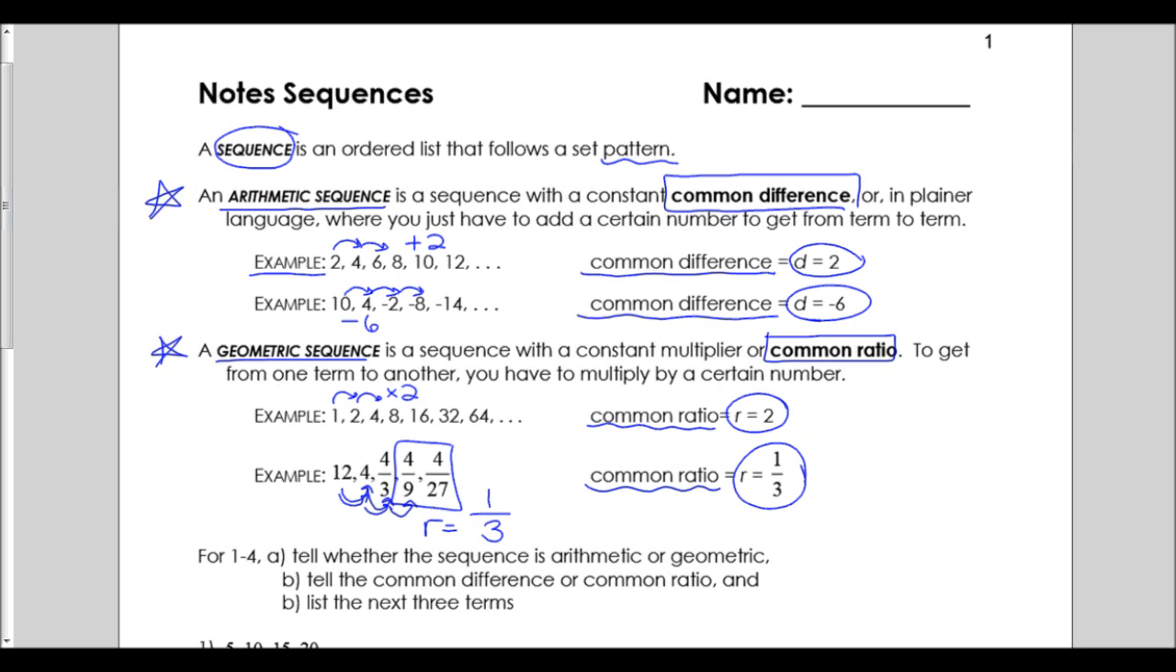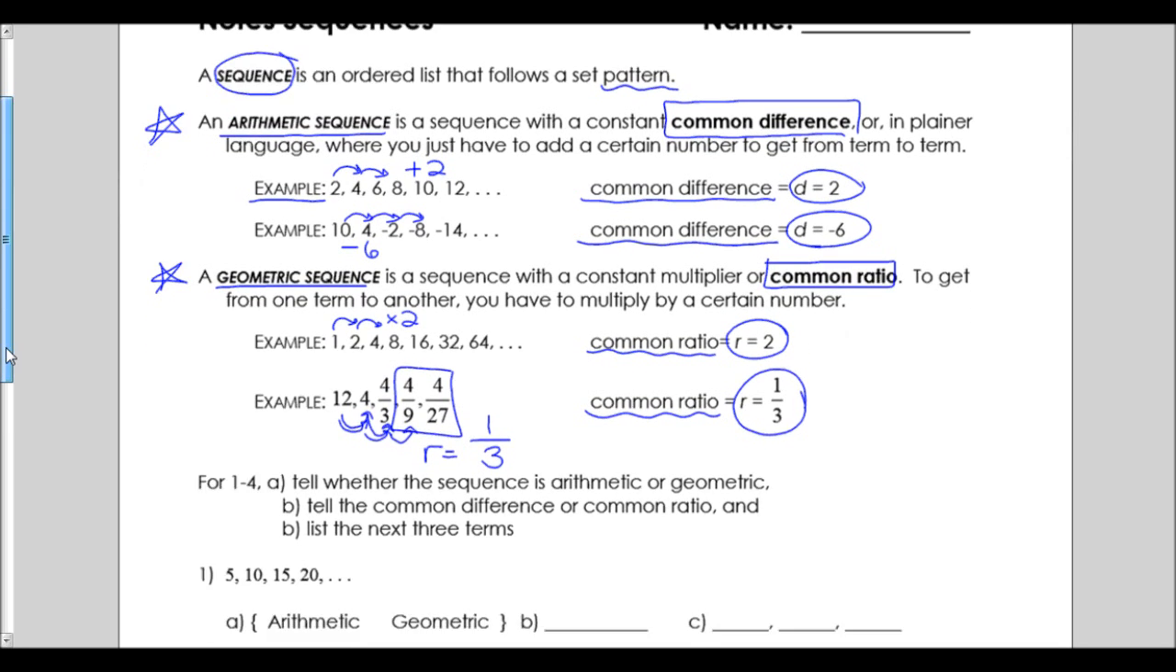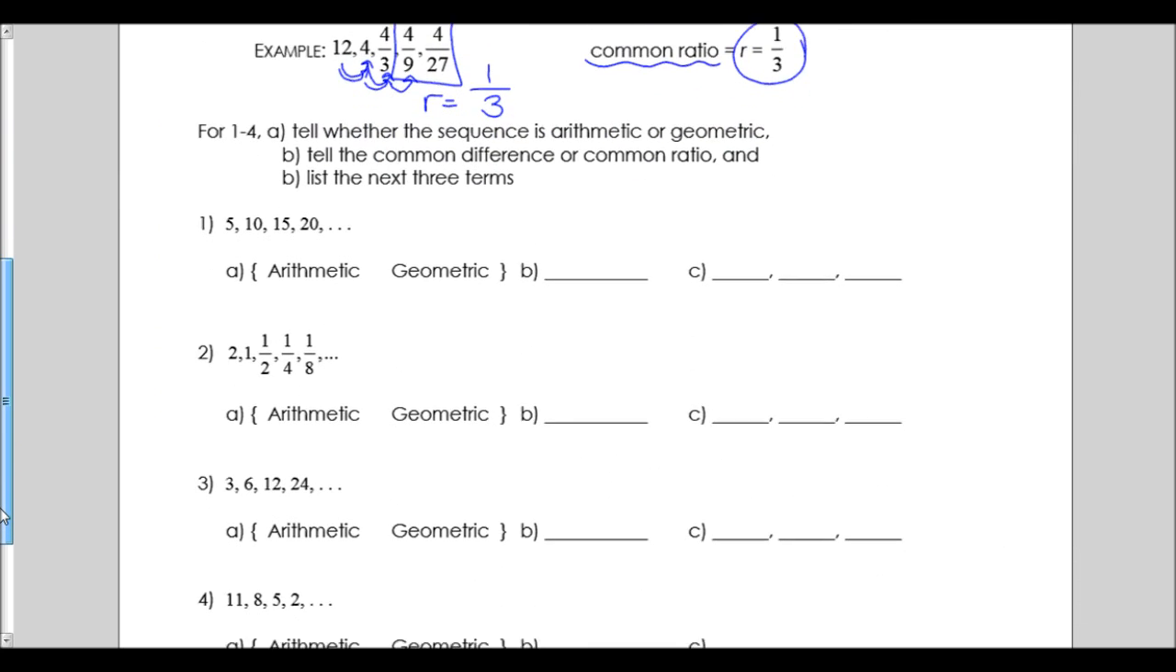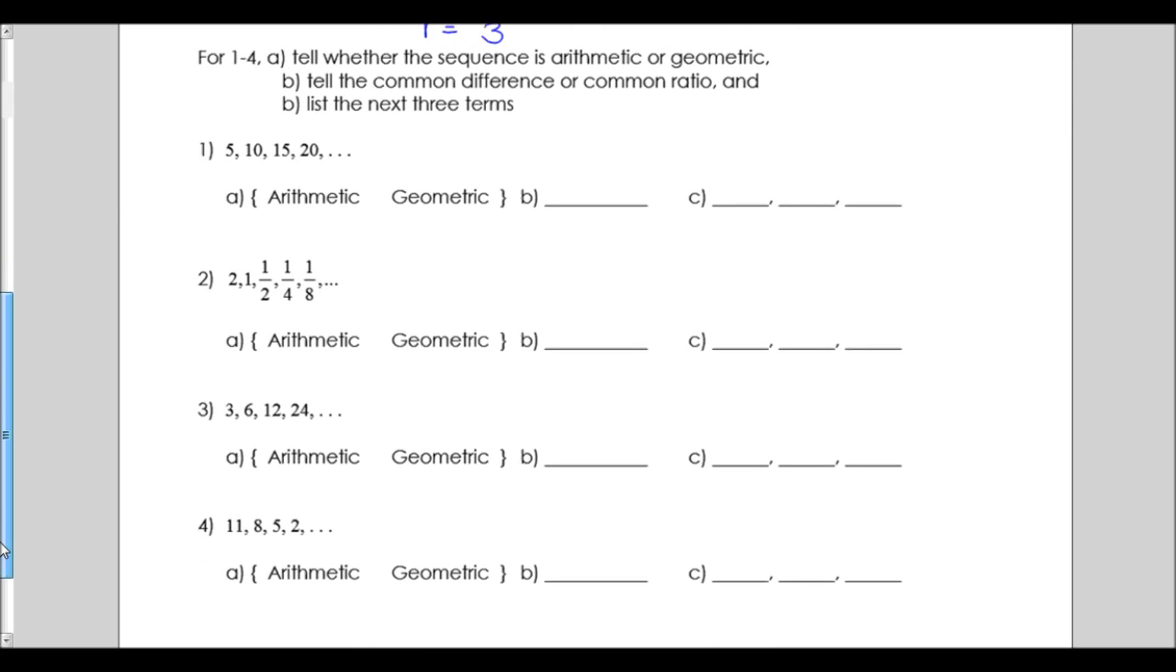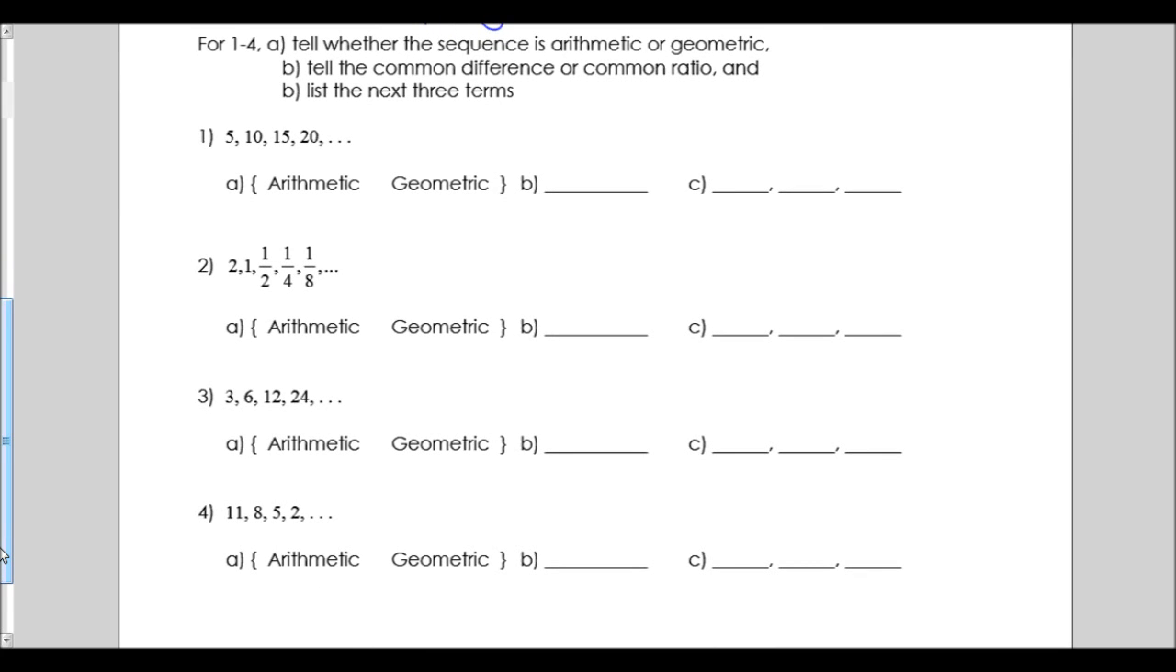On the bottom part of the page here, we're supposed to tell whether the sequence is arithmetic or geometric, and then get the common difference or the common ratio, and list the next 3 terms. I'm going to go ahead and do 1 and 2 with you, and we can pick up 3 and 4 later. So as we're looking at our pattern, I want to say, am I adding a number every time or multiplying by a number every time? In this one, I add 5 every time. That makes it arithmetic with a common difference of 5.